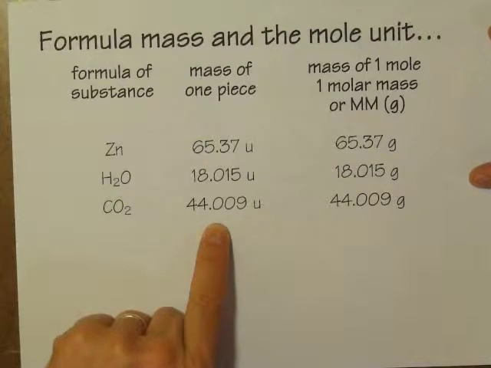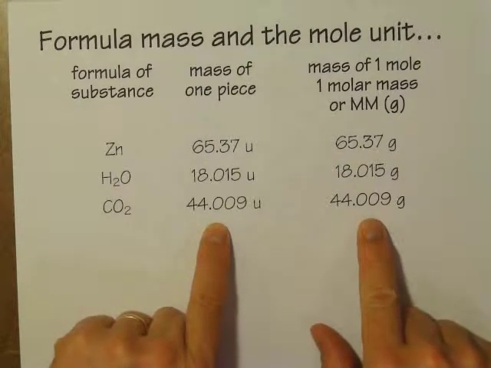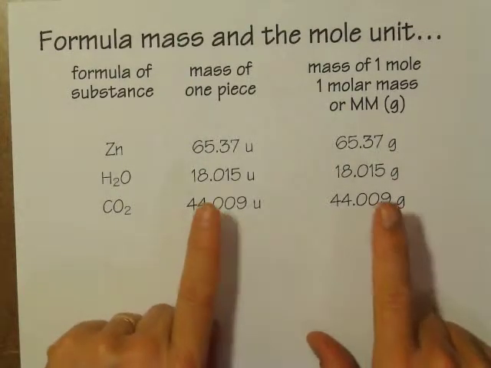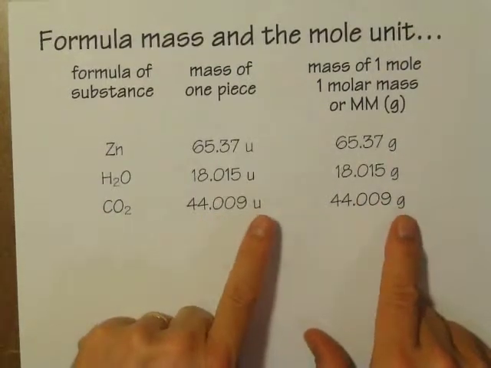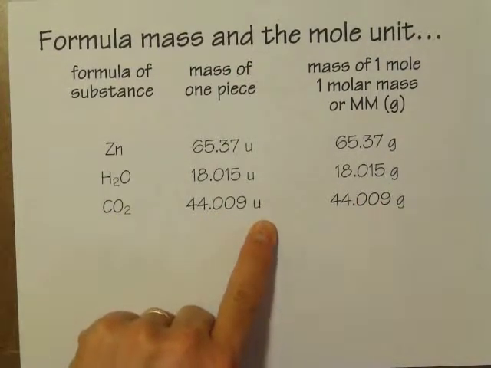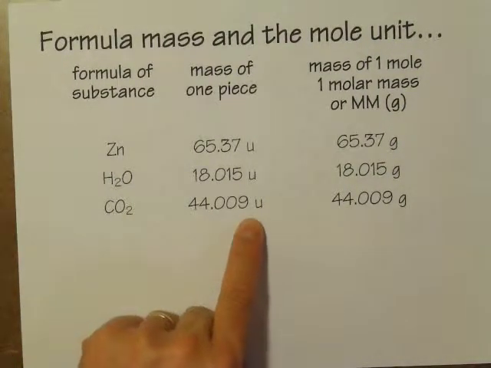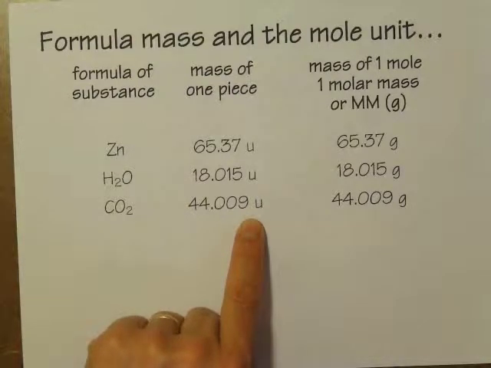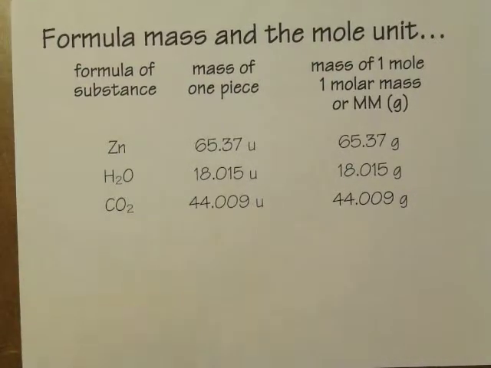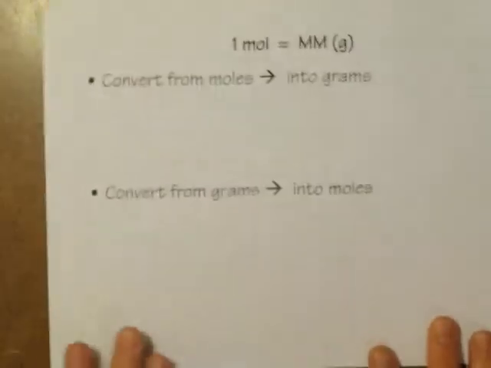A mole of molecules, 602 billion trillion, 44.009 grams. It's the same number, but the unit changes to grams. We use that mole unit because it converts from something that we can't measure, the mass of one piece, into a very large counting group, the mole. 602 billion trillion of them has the same mass in grams as the formula mass.